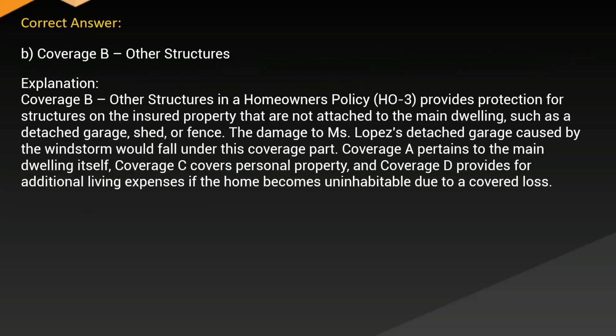Correct answer: B. Coverage B, Other structures. Explanation: Coverage B, Other structures in a homeowner's policy (HO3) provides protection for structures on the insured property that are not attached to the main dwelling, such as a detached garage, shed, or fence. The damage to Ms. Lopez's detached garage caused by the windstorm would fall under this coverage part. Coverage A pertains to the main dwelling itself. Coverage C covers personal property, and Coverage D provides for additional living expenses if the home becomes uninhabitable due to a covered loss.